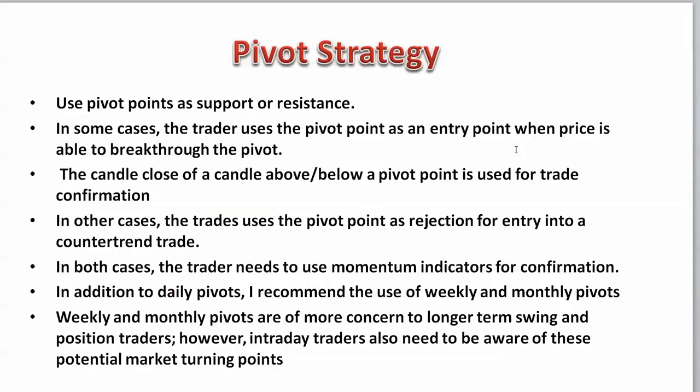So let me give you some strategies here. Pivot points, use them as support and resistance. Of course you've got your swing highs and swing lows, they're going to form points of support and resistance. Then of course you've got, as I'm talking about here, your pivot points. Now in some cases a trader uses the pivot points as an entry point when the price is able to break through the pivot. A lot of traders, when they see price break through, will automatically jump in and, if we're to the long side, they'll buy. But what you'll see time and time again, as we're about to have a look at, is the market will basically, it's almost like a bull or a bear trap.